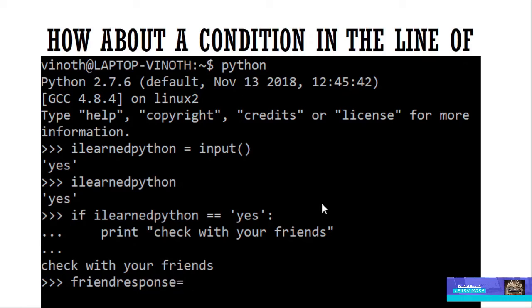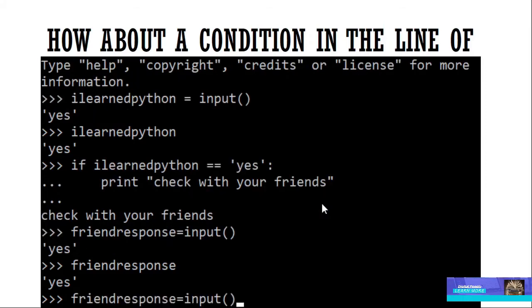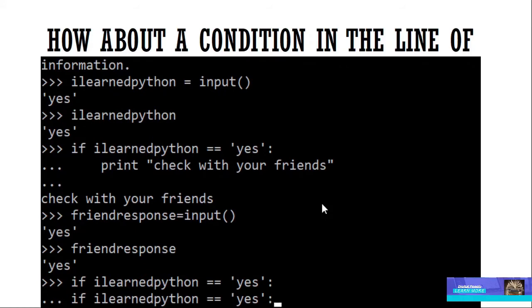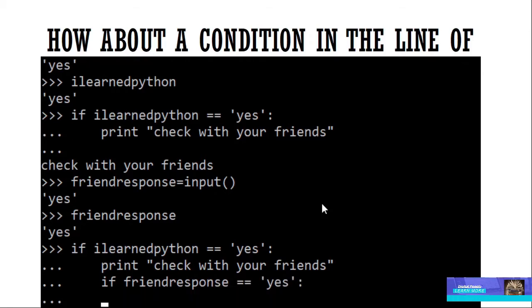Your friend response also I'm getting as an input from the console. Your friend says yes, great. So friend response also yes. Now let's try with the same if condition. If I learned Python equal to yes, then check with your friend, and then this is the inner if. If friend response also yes, then you're going to print we are on the same page.